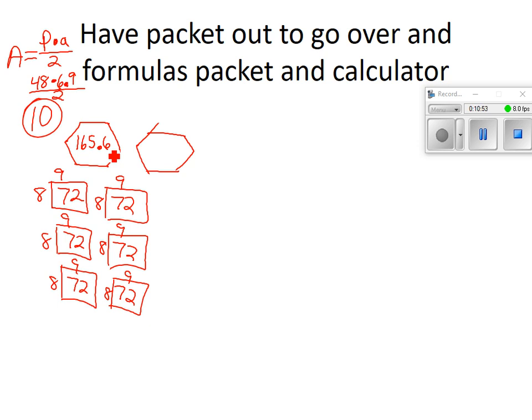What's this other hexagon? 165.6. What's your question, Branson? P is for perimeter, right? Let's help Branson out again. How'd you get to perimeter? Adding up all the sides of the hexagon, right? So it would be 8 times 6. And then you're just talking about the apothem, which is the 6.9.